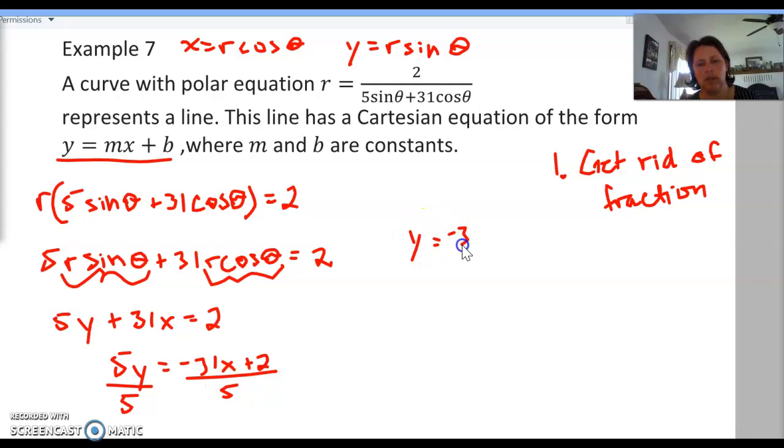Y equals negative 31x over 5 plus 2/5. And that's our final answer.